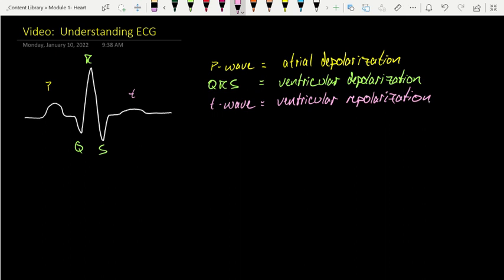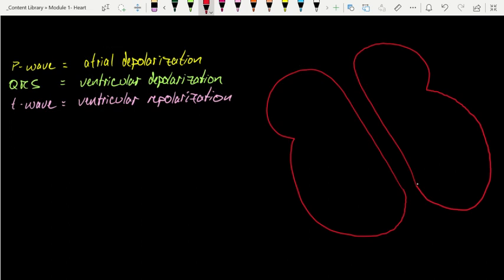Now let's see if we can understand all of these in the context of the electrical conduction pathways of the heart. If we were to look at the heart divided up into two sides, of course the right side is driving pulmonary circulation, the left pump is driving systemic circulation. Each side has the atrium, which receives the input of blood, and then the ventricle, which is my primary pump.